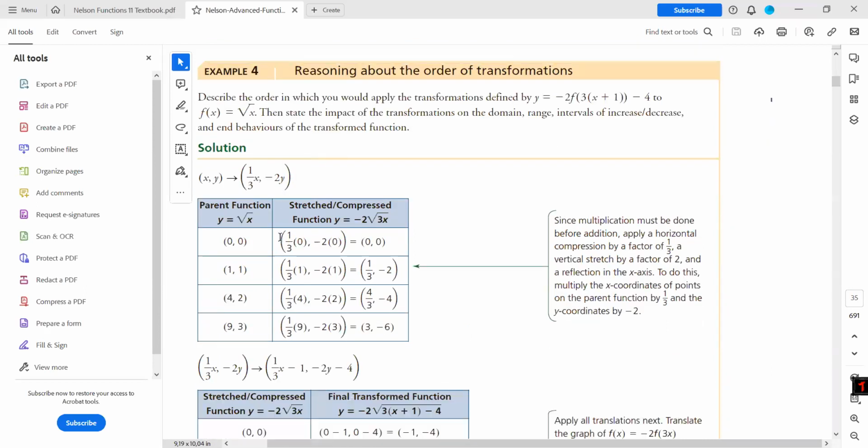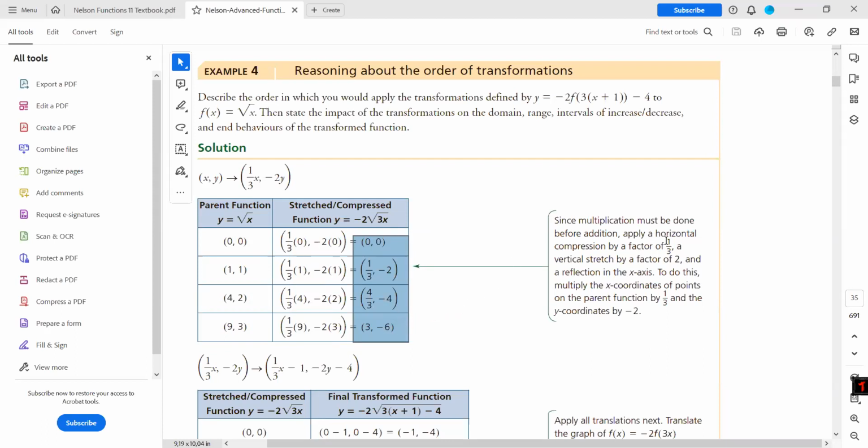So first of all, remember, we apply compressions and stretches. Here I can see that the x-axis has a compression with factor 3 and a stretch in the y-axis with factor -2. So I multiply all of my x coordinates by 1 over 3, and I multiply all of my y coordinates by -2. The set of points that I'm going to give would be (0, 0), (1 over 3, -2), (4 over 3, -4), and (3, -6).